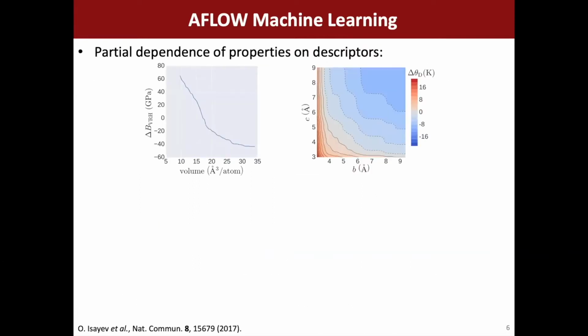So once you have these models, once you build these models, you can do different types of things. One of the things you can do is analyze the partial dependence of the properties on different descriptors, or different fundamental properties of your input and of the material itself. So, for example, here we have the variation on the standard deviation of the bulk modulus from the average value versus the volume per atom. And you can see that as the volume per atom goes down, the bulk modulus goes up. And so we have a question in the chat.